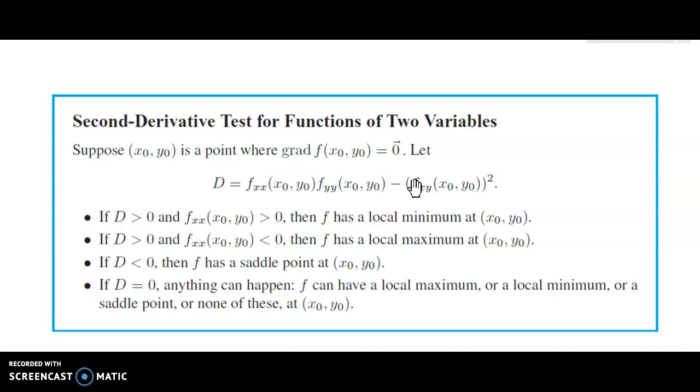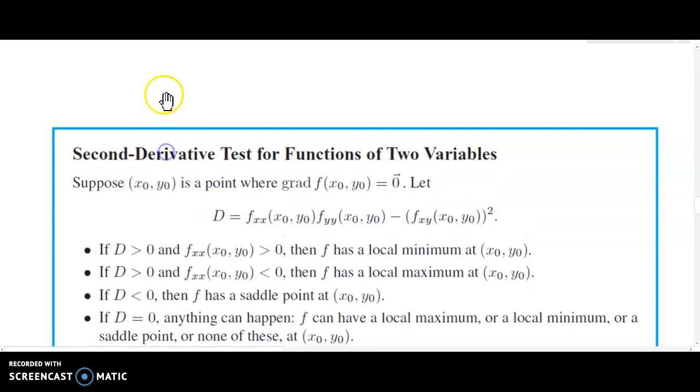So suppose x naught, y naught is a point where the gradient equals the zero vector. So that means that both the partials are zero at the point x naught, y naught. And the reason we're using subscripts here is because x and y are variables. But when we say x is x naught and y is y naught, it's magically the case that we've fixed the value of x and y.